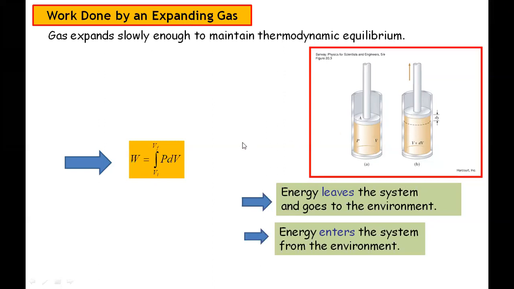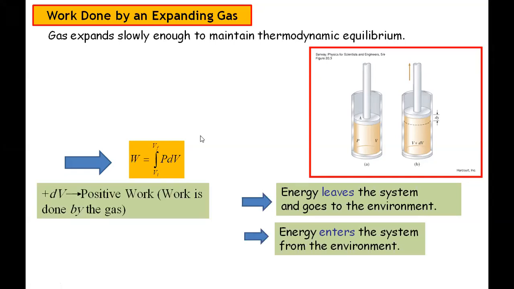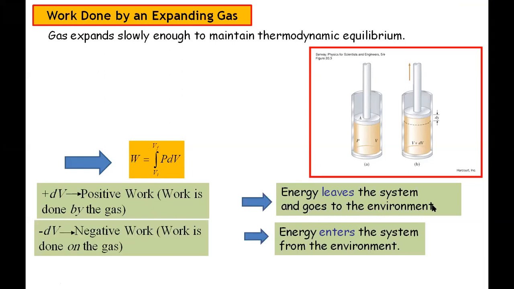So for the change in volume, the work equals the integral of P dV from V initial to V final. Positive dV means positive work. Work is done by the gas. This means that energy leaves the system and goes to the environment. But if it is negative dV, negative work is done on the gas.